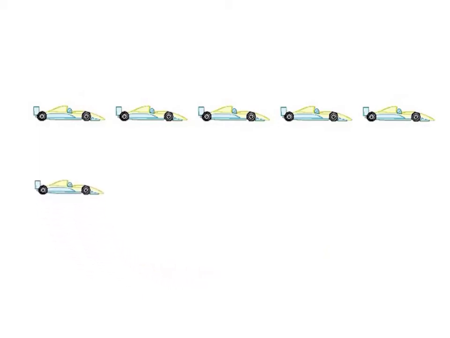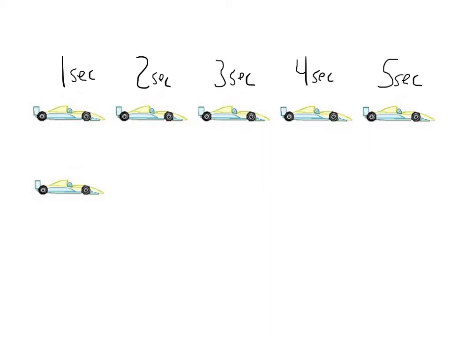And what was happening there was at every single second, 1 second, 2 seconds, 3 seconds, 4 seconds, 5 seconds, it was covering the same distance, and so its speed was constant. Maybe it was going 1 meter per second the entire time. Okay, let me do that again.